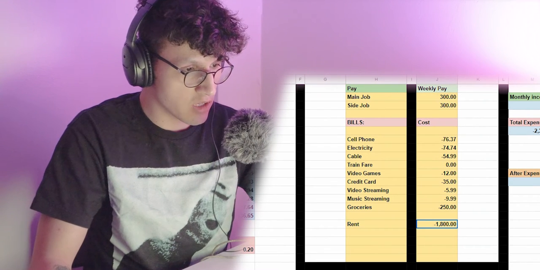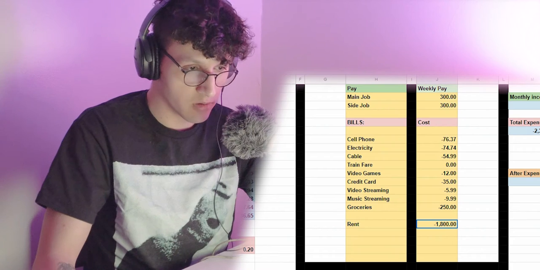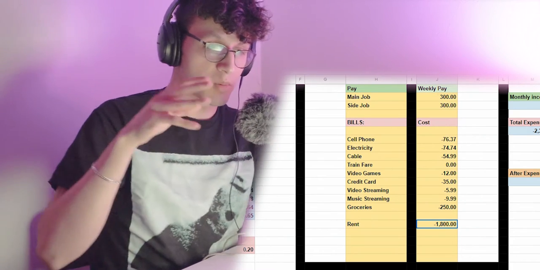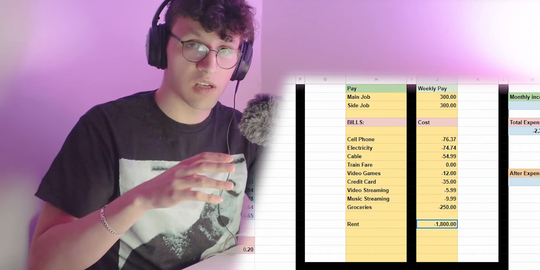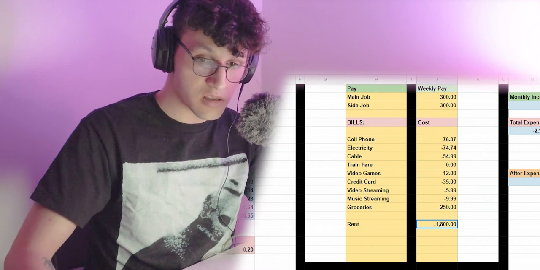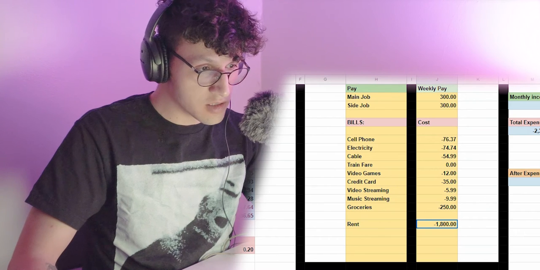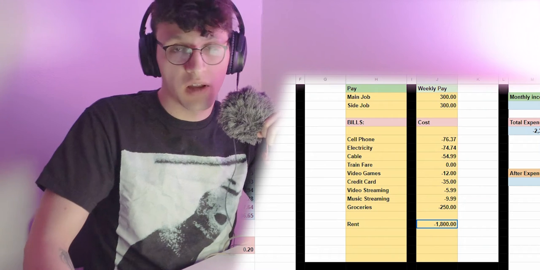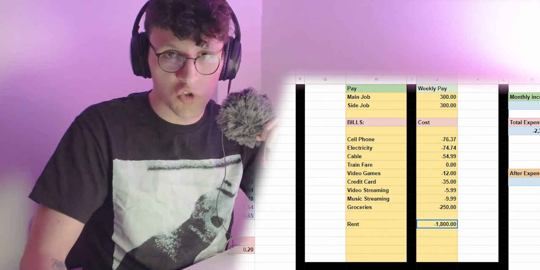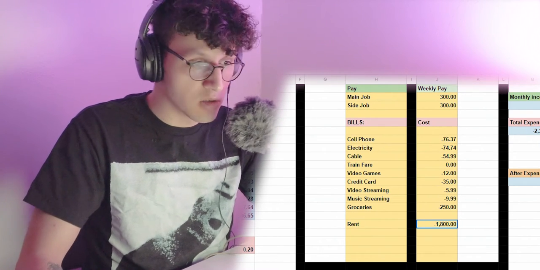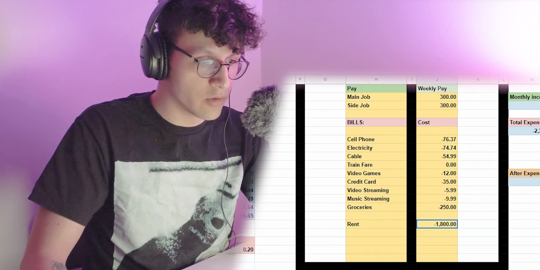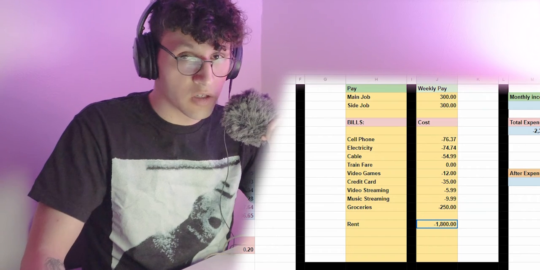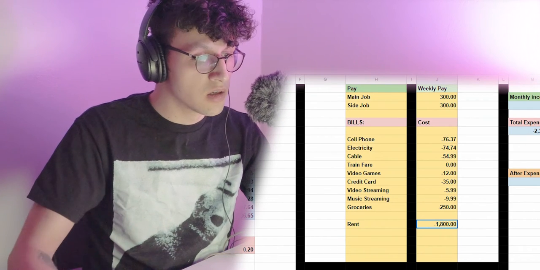This portion right here is the most important part when we first start. So what you're going to be doing here is you're going to be putting in all of the expenses and all of your income. For instance, what it comes with here is a list of things that you will probably have as charges: cell phone bill, electricity, cable, train fare, video games is something that I put there because that's something that applies to me.